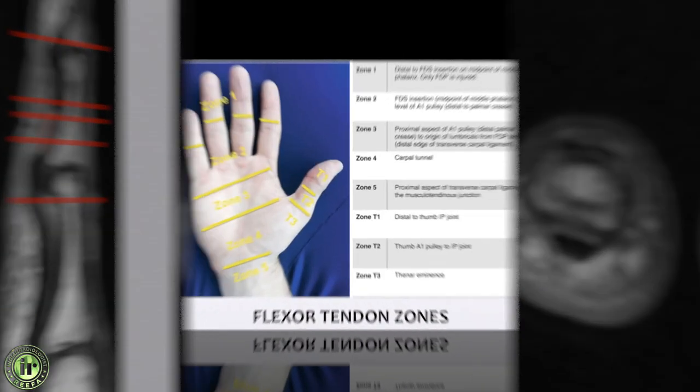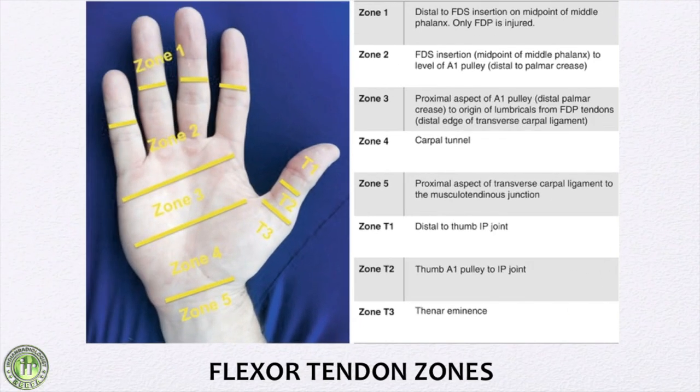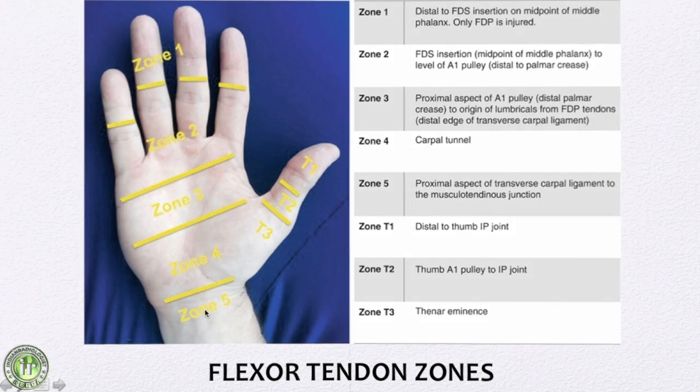So this brings us to the flexor tendon zones, which are less in number as compared to the extensor tendon zones. And again, the thumb zones are separate. So in the finger, zone 1 is up to the FDS insertion. Zone 2 is up to the distal palmar crease. Zone 3 is up to the distal edge of the transverse carpal ligament. Zone 4 is the carpal tunnel. And zone 5 is proximal to the transverse carpal ligament.